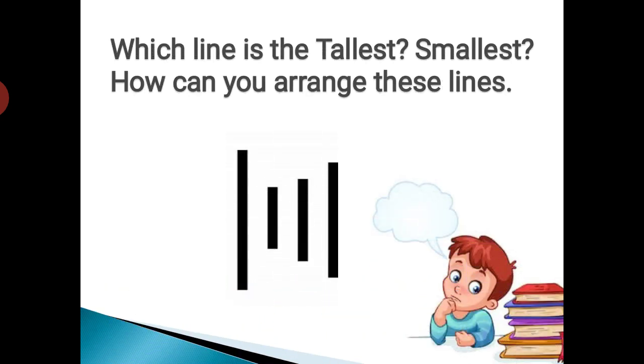Now students, tell me, out of these, which line is the tallest and which line is the smallest? And how can you arrange these lines? Yes, as you can clearly see, this line is the tallest and this line is the smallest. And if I put this line here at the end, this will be arranged according to the increasing order, from the smallest to the biggest line.